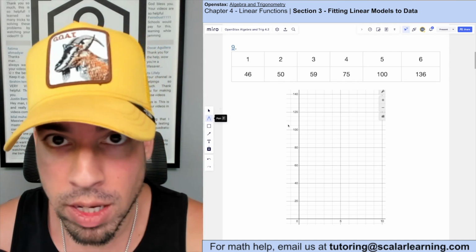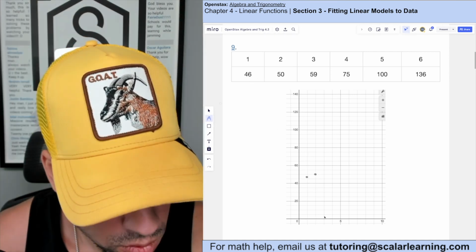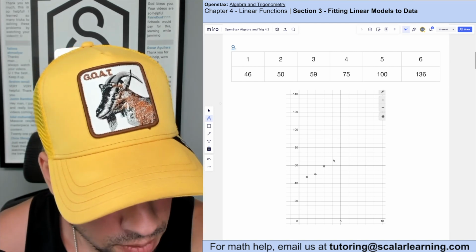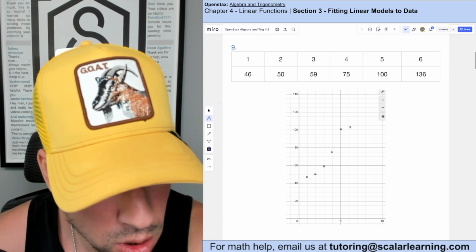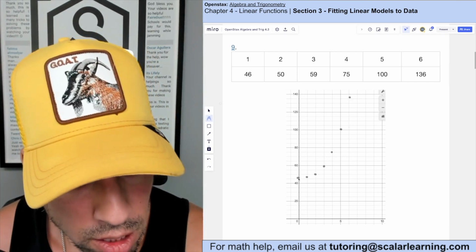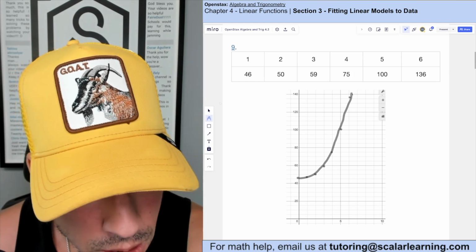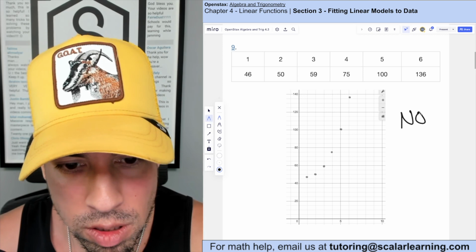For this question, we're meant to plot the data and see if it forms a linear relationship. So let's go ahead and do that. First we have 146, then 250, 359, 475, 5 100, and then 6 136. To me, this does not look linear. This actually looks almost parabolic or potentially exponential. So I would say, no, this is not linear.